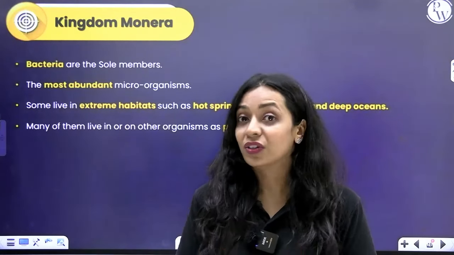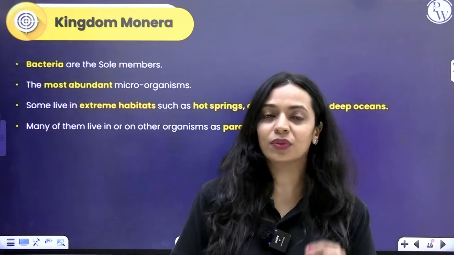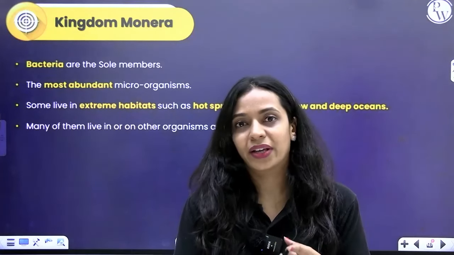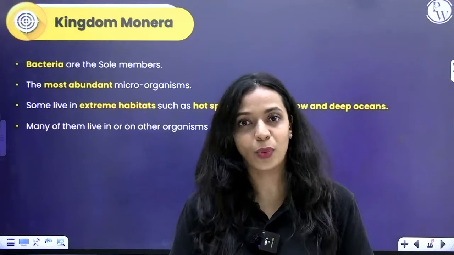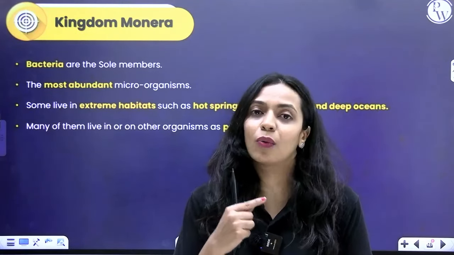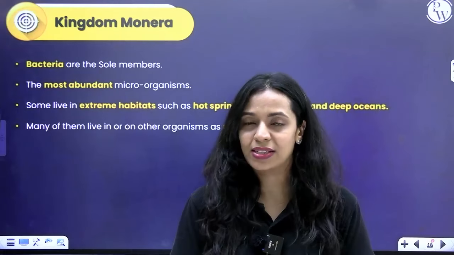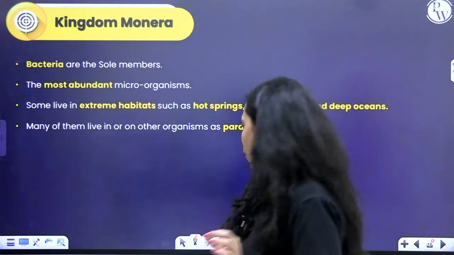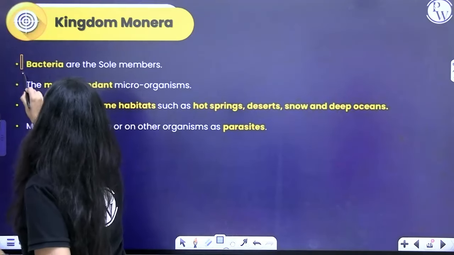Now, what do we already know about Monera? We know that Monera includes prokaryotic organisms, and prokaryotic organisms are organisms that do not have a well-defined nucleus; they lack a membrane-bound nucleus. What we also know is that they are unicellular. So in Monera, the sole members are bacteria.